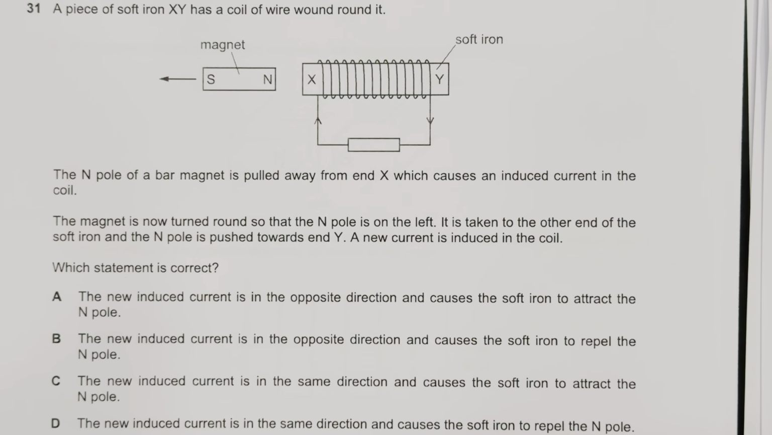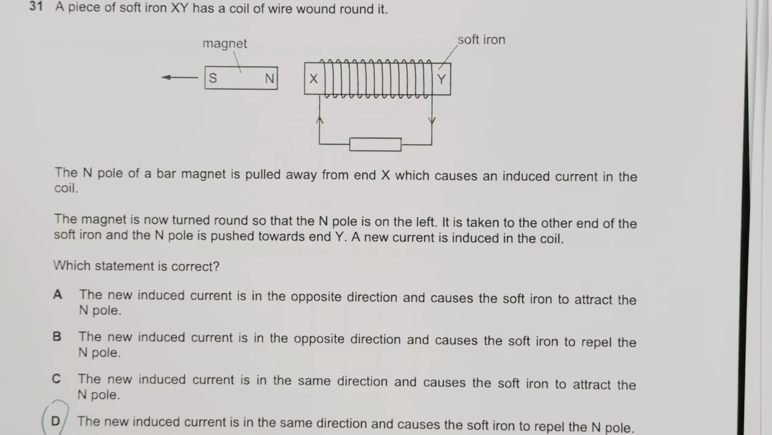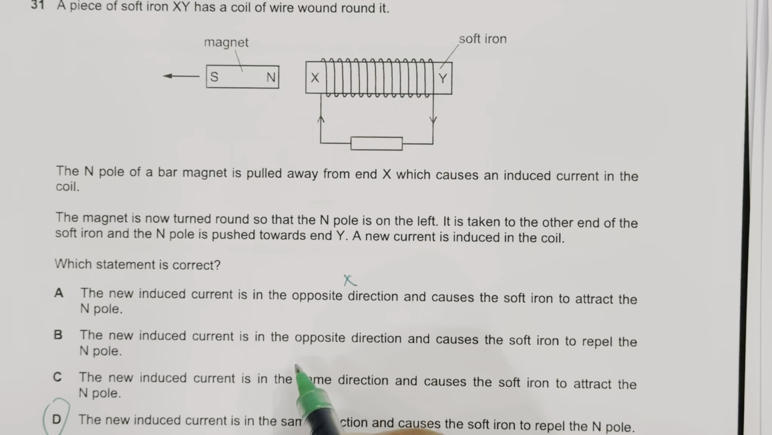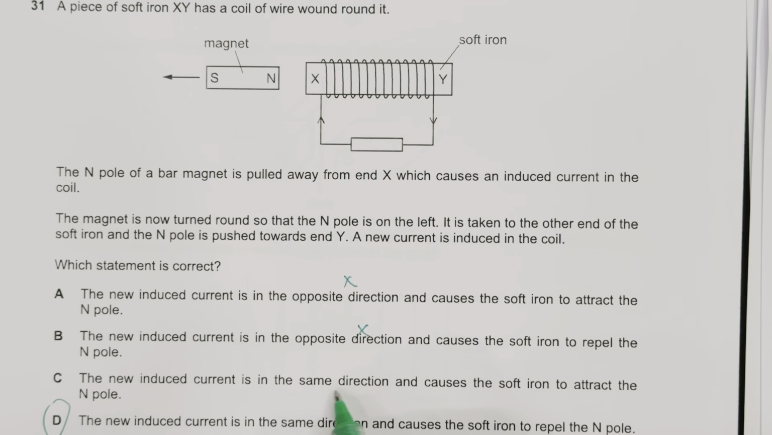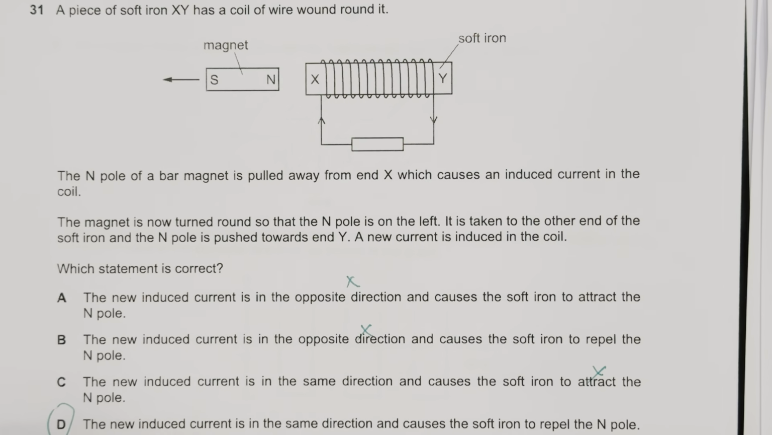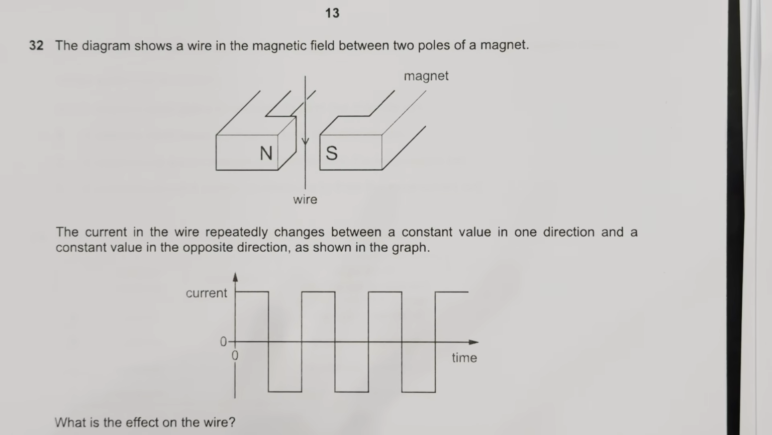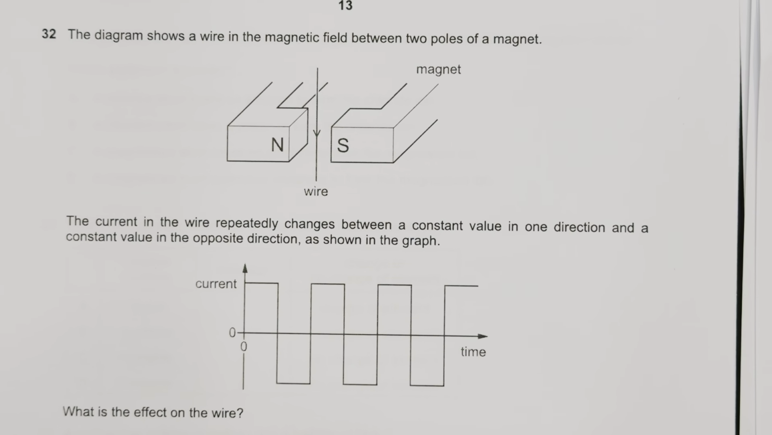Which statement is correct? The new induced current is in the same direction, causing the soft iron to repel because it opposes the change. So option number D is the right option, because it opposes the change. The new induced current in the opposite direction is the wrong option. The new induced current in the same direction causing the soft iron to attract? No, it could not cause attraction, because Lenz's law states that it opposes the change which induces the current. So option number D was the correct option. Moving to question number 32.